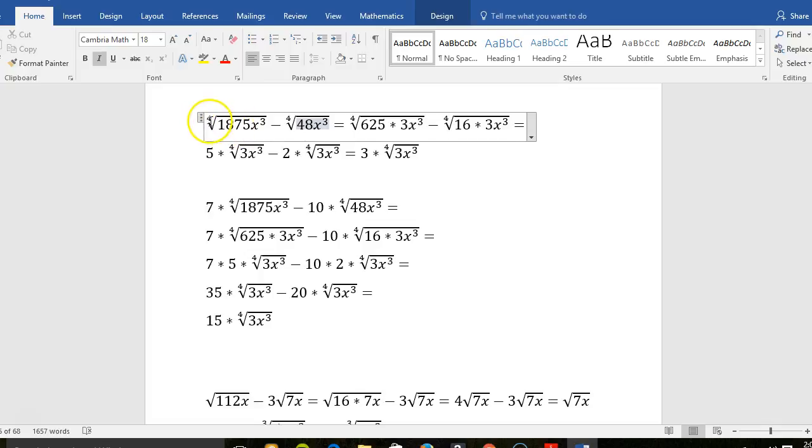The fourth root of 1,875x cubed, I know that looks like a really big coefficient there, minus the fourth root again of 48x cubed, so these are both fourth roots, equals the fourth root of, now here's the trick. Since we're doing the fourth root, for 1875 we would like to find, if it's even out there at all, the biggest perfect fourth power that would go into 1875. And it's out there, namely 625, because 5 times 5 times 5 times 5 gives you 625.